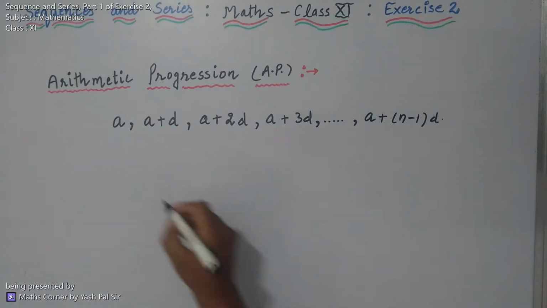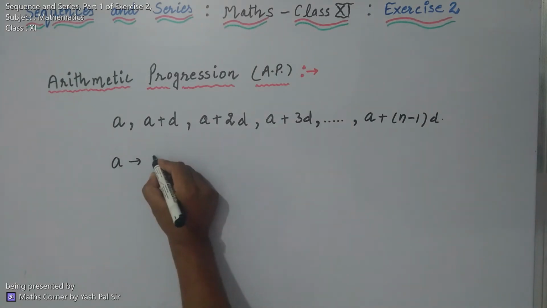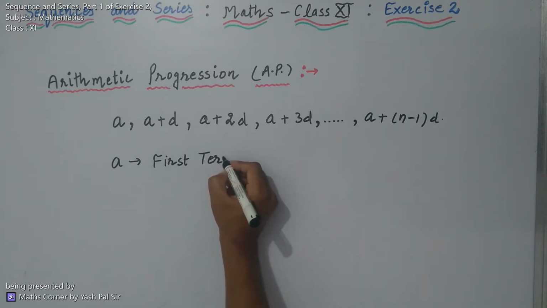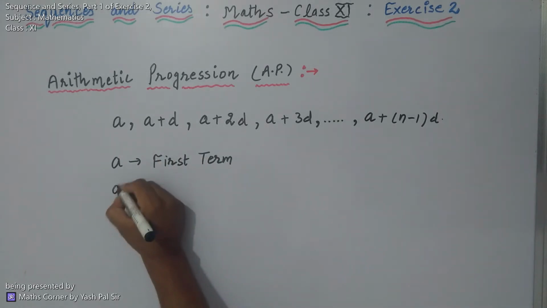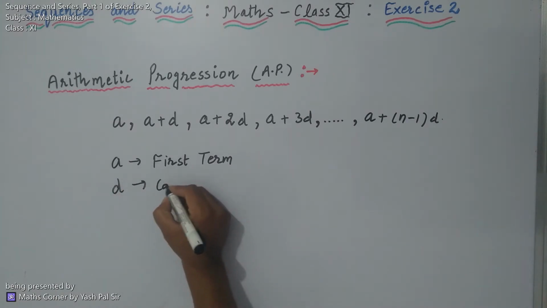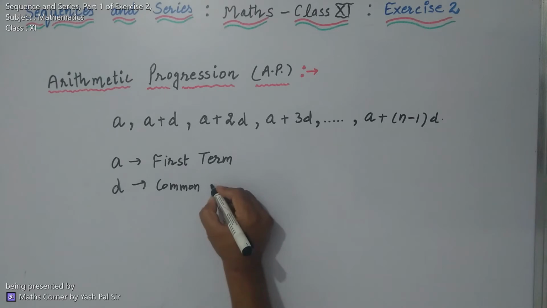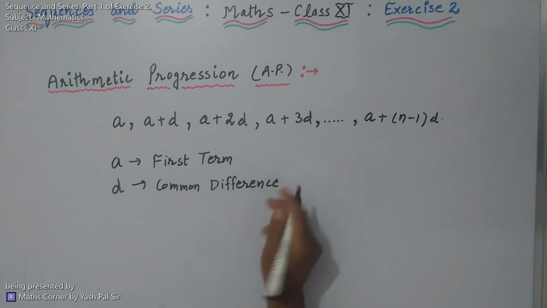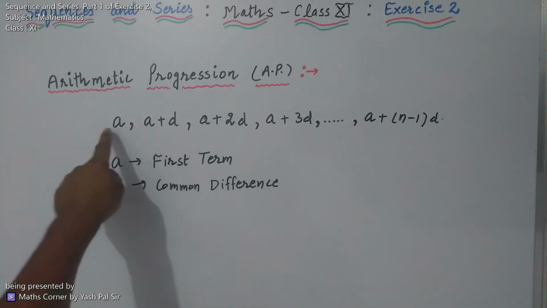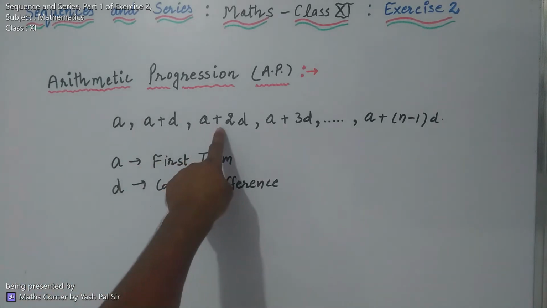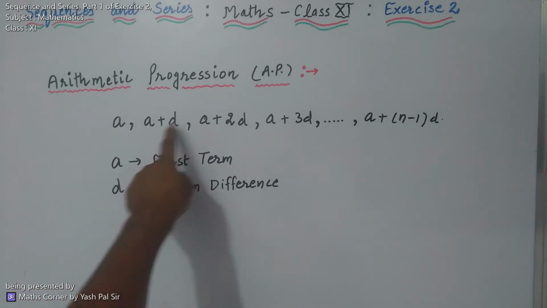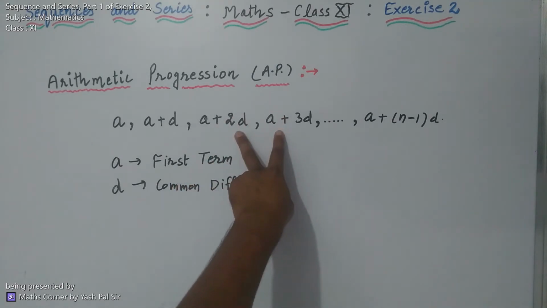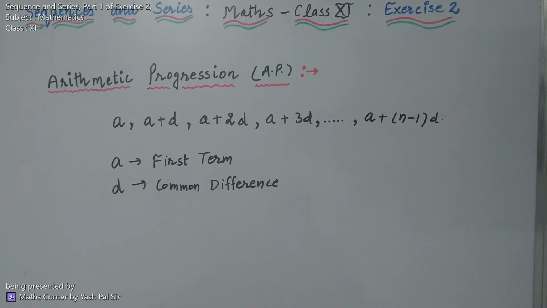Now here, what is A? A is called the first term. And what is D? D is called the common difference. How is this obtained? Second term minus first term, or third term minus second term, or fourth term minus third term. Subtracting this way, we can find the value of D.